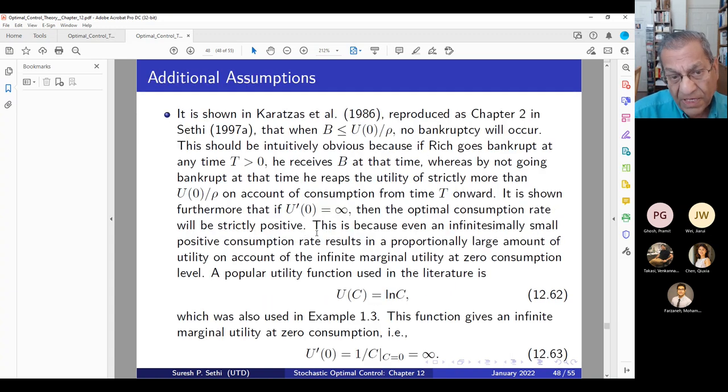okay? So Merton is correct, as long as he has this kind of utility function for which this is true. But he also says that his paper is correct for U prime 0 not infinity, and that's where he's wrong and he makes mistakes.